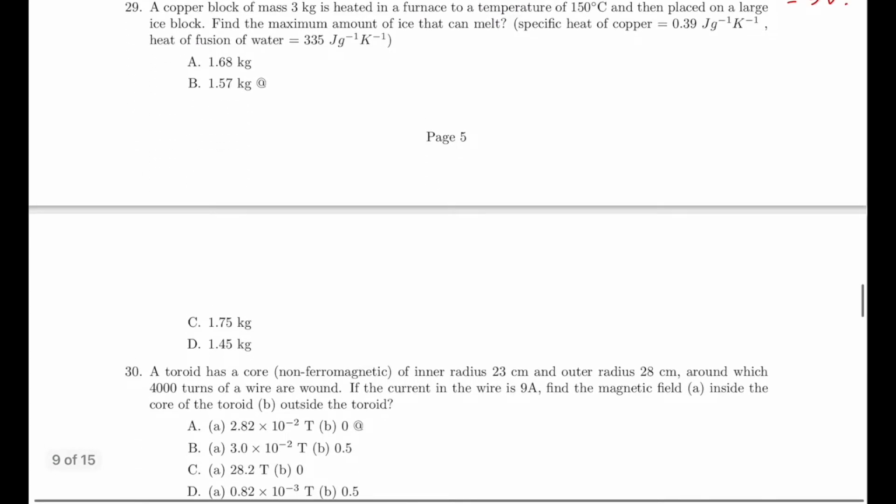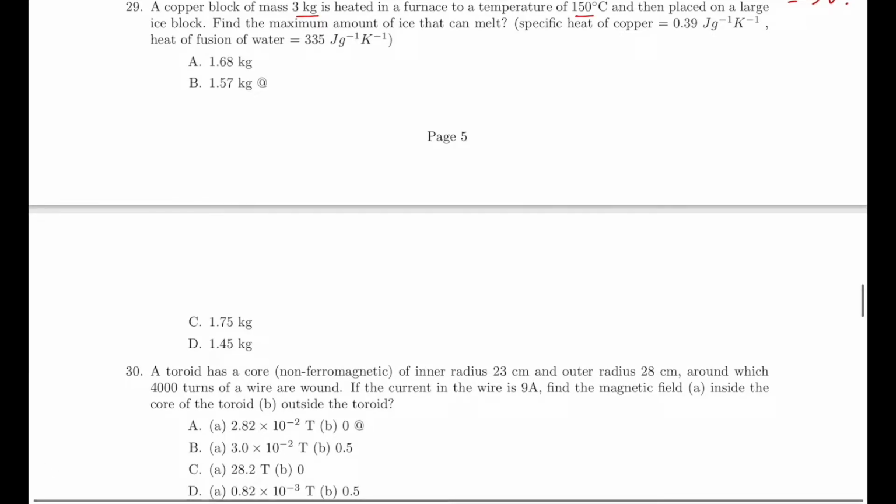Now the question says a copper block of mass 3 kg is heated in a furnace to a temperature of 150 degrees centigrade and then placed on a large ice box. Find the maximum amount of heat that can melt. So since the ice box is very large, the final temperature of the copper will be 0 degrees centigrade.